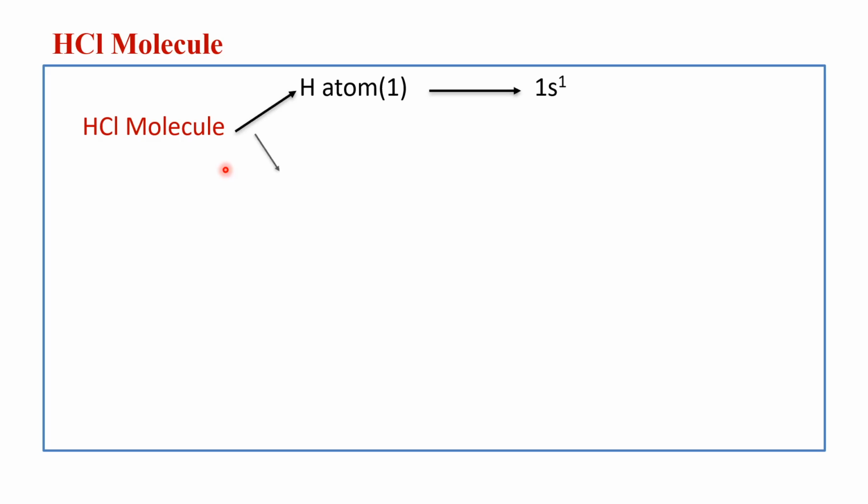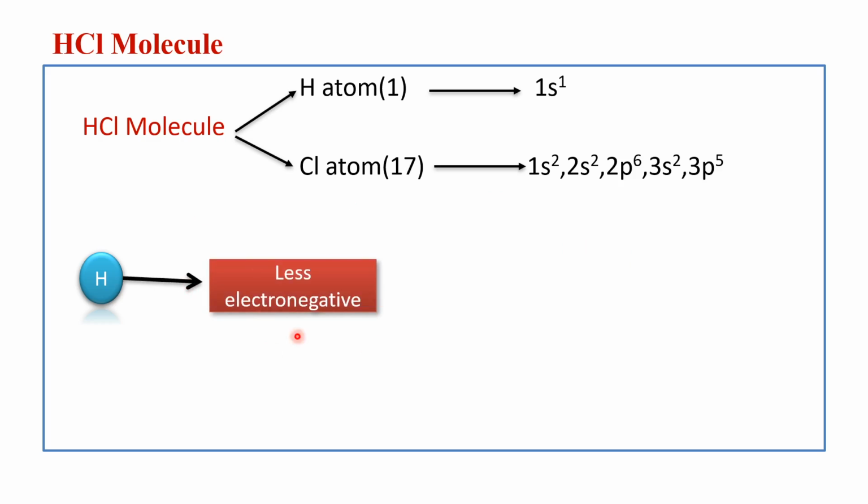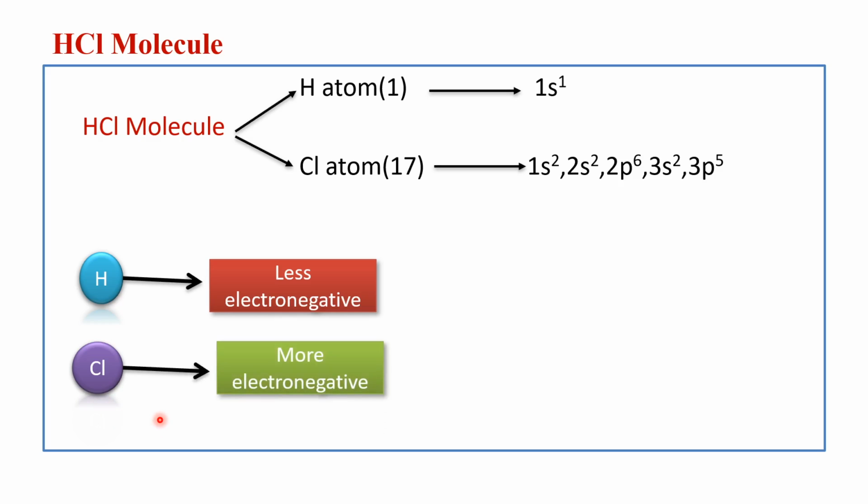Whereas the second atom is the chlorine atom, with the atomic number 17. That's why the electronic configuration is 1s2, 2s2, 2p6, 3s2 and 3p5. Now out of these two atoms, we can say that the hydrogen atom is the less electronegative atom, whereas the second atom, that means the chlorine atom, is the more electronegative atom.